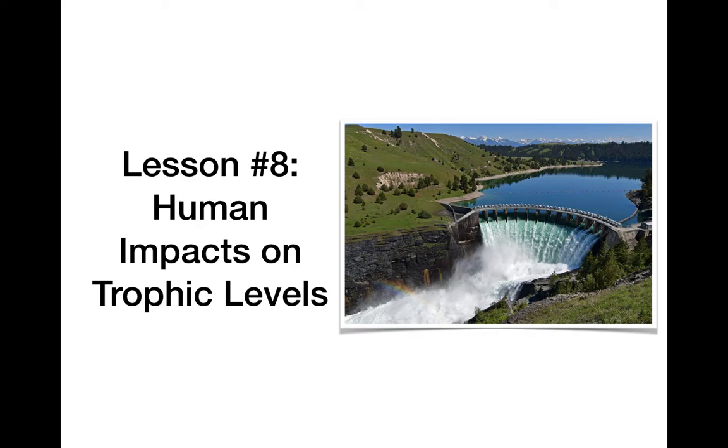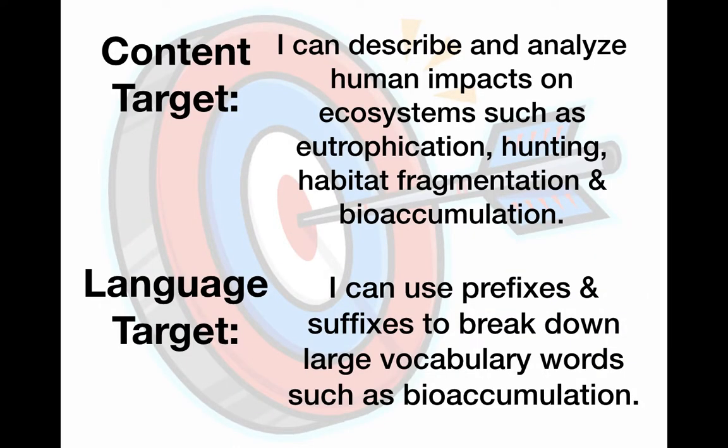So, content target. I can describe and analyze human impacts on ecosystems such as eutrophication, hunting, habitat fragmentation, and bioaccumulation. And our language target, I can use prefixes and suffixes to break down large vocabulary words such as bioaccumulation. So there's our 2 goals for today, one for ecology and one for language use.